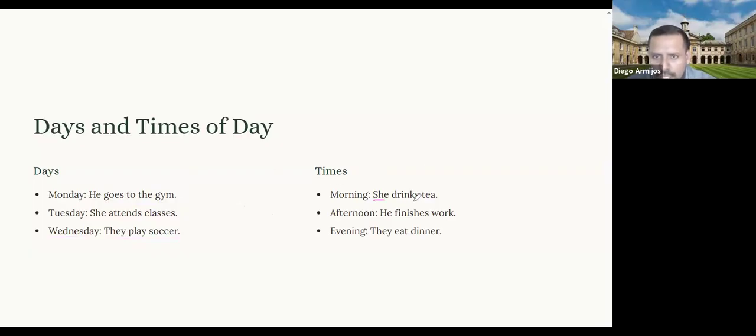Now, in the morning, she drinks coffee. In the afternoon, he finishes work. In the evening, they eat dinner. All right. So that's the different activities that we do in different times of the day.